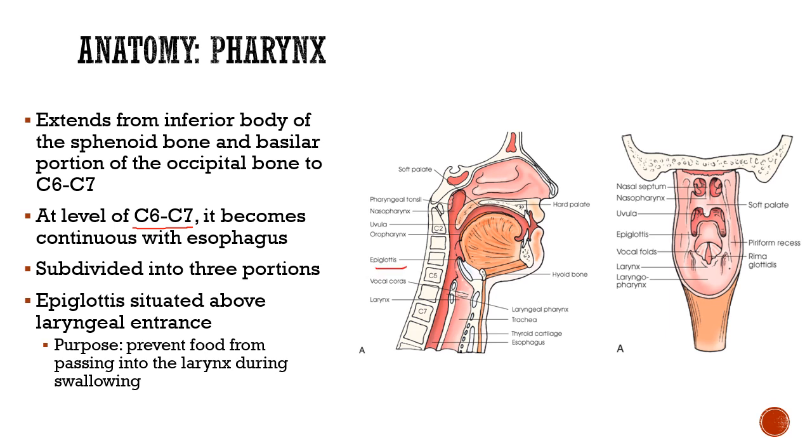The epiglottis itself is situated above the laryngeal entrance, and its purpose is to prevent food from passing into the larynx during swallowing.